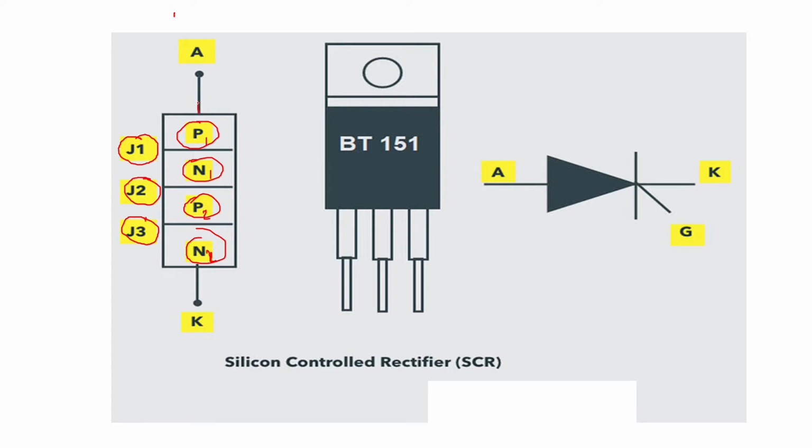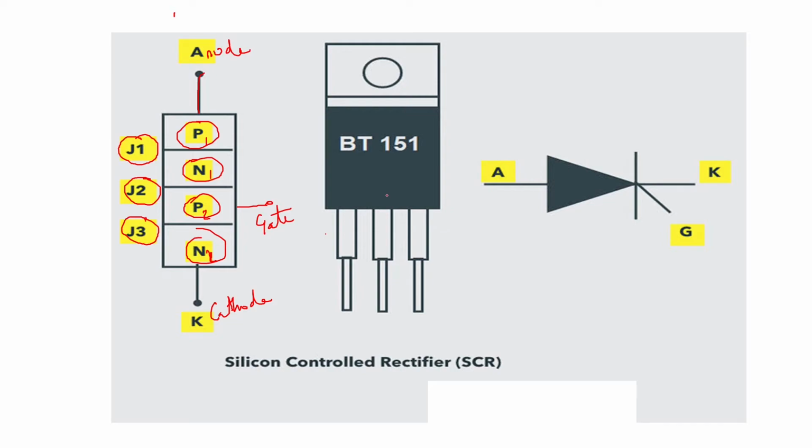The terminal connected to P1 is called the anode, named A, and the terminal connected to N2 is called the cathode, K. There is also a third terminal called the gate terminal, which comes here. Now whenever the anode is made positive with respect to the cathode, and if you give a positive gate pulse, the SCR will conduct in one direction. So it is a unidirectional device. It is called a silicon controlled rectifier.